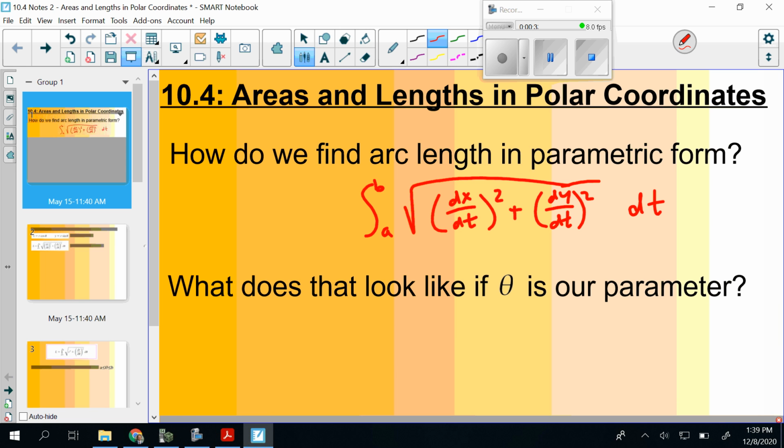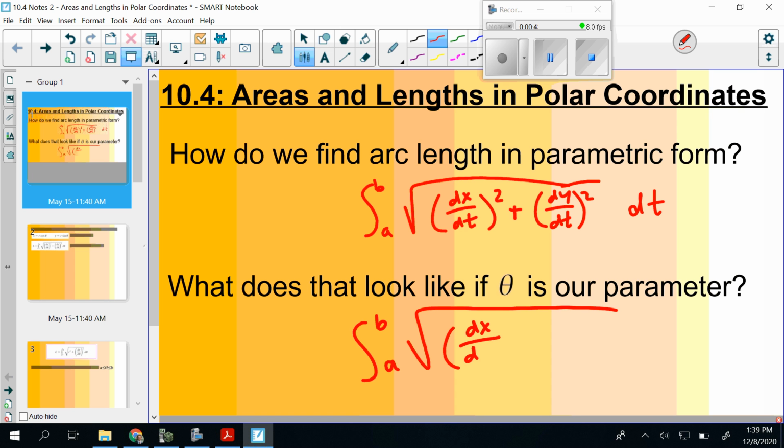What would that look like if theta is our parameter? Well, it'd be the very same thing here, and instead of dx dt, this would be dx d theta squared plus dy d theta squared, and then we'd be integrating with respect to the angle theta. So that is one way you could find arc length.